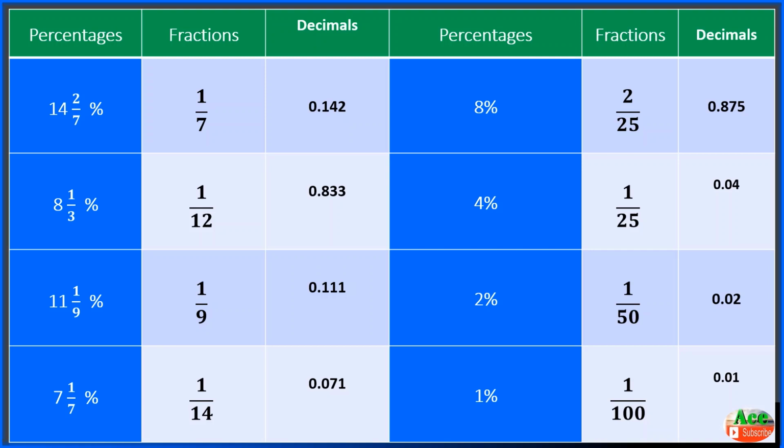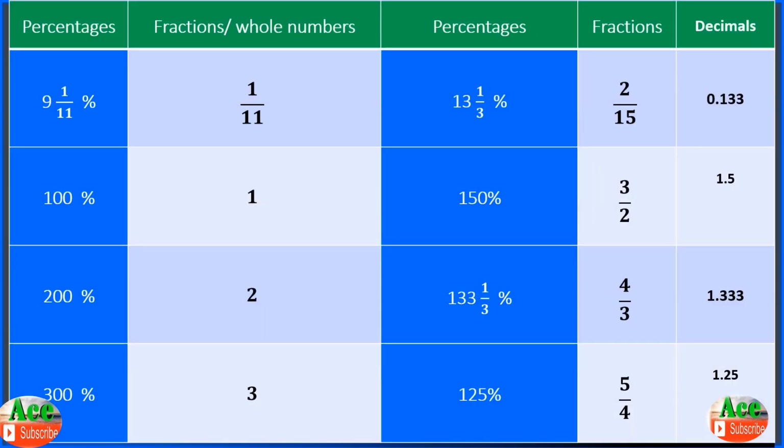2% can be expressed as a fraction 1 by 50, and as decimal 0.02. 1% can be expressed as a fraction 1 by 100, and as decimal 0.01. 9 and 1 by 11% can be expressed as a fraction 1 by 11.